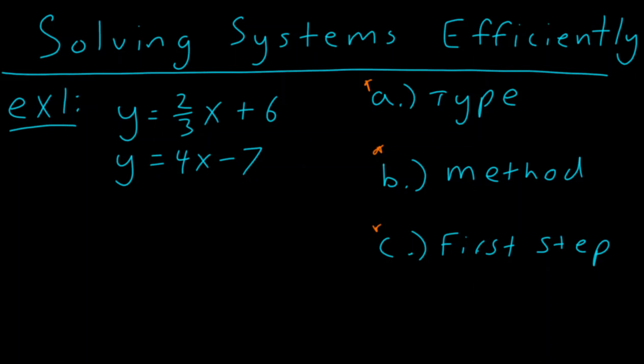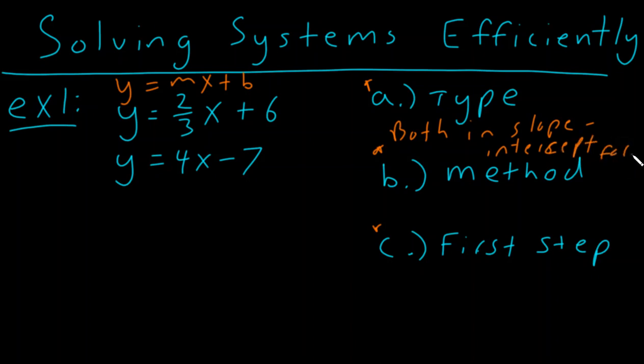So, in example 1, we have y equals 2/3 x plus 6 and y equals 4x minus 7. You might notice that both of these are in the form y equals mx plus b. So, what type of problem is this? Well, since they're both in this form, we'd say they are both in slope intercept form.